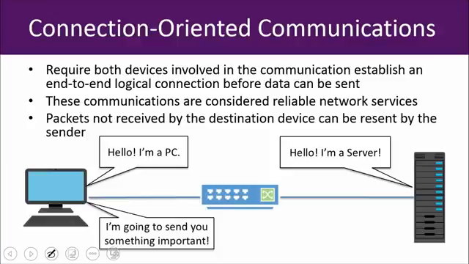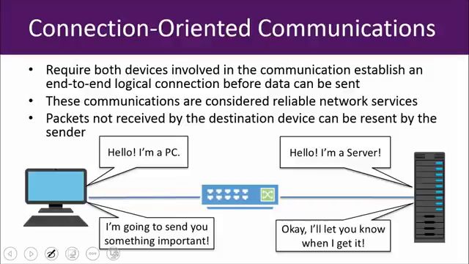And so what's going to happen is that if I'm the PC and you're the server, I'm going to say to you, I'm going to send you something important, and you're going to acknowledge that and say, okay, I'll let you know when I get it, right? So if that important data is sent by a PC to a server and it doesn't reach the server, then the server says, hey, resend that data. And of course the PC will.